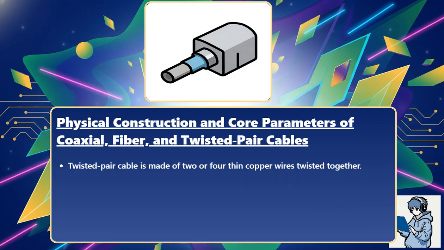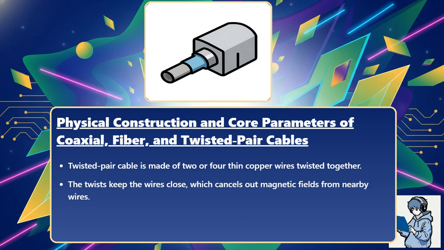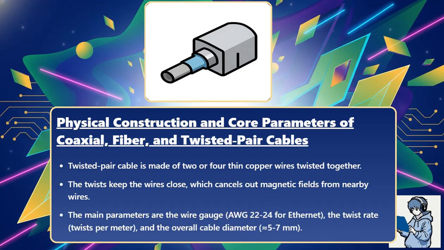Twisted pair cable is made of 2 or 4 thin copper wires twisted together. The twists keep the wires close, which cancels out magnetic fields from nearby wires. The main parameters are the wire gauge, AWG 22 to 24 for Ethernet, the twist rate, twists per meter, and the overall cable diameter, approximately 5 to 7 millimeters.